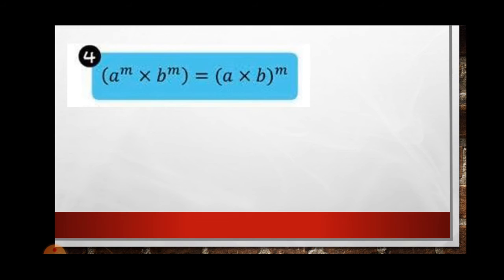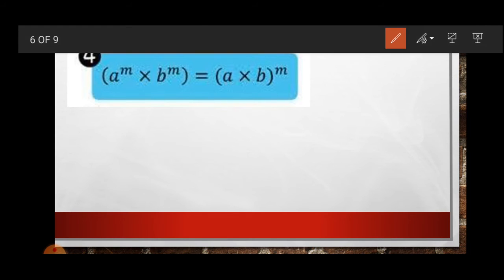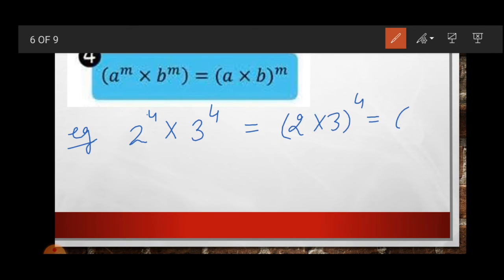Next law of exponent: a raised to the power m into b raised to the power m is equal to a into b, raised to the power m. Let's take an example. 2 raised to the power 4 into 3 raised to the power 4. Here the bases are different and the powers are the same. So we can write it as 2 into 3 raised to the power 4, which is 6 raised to the power 4. Let's take another example.